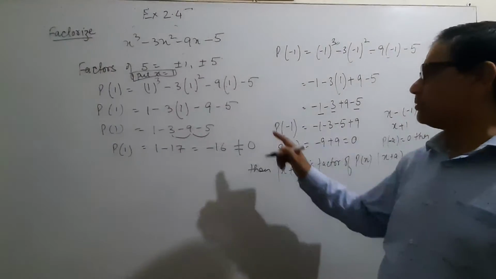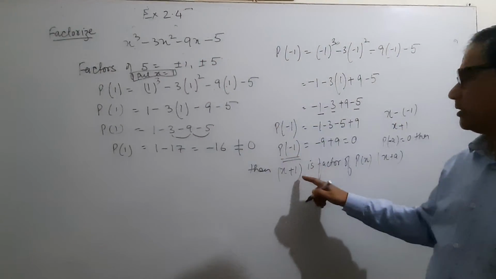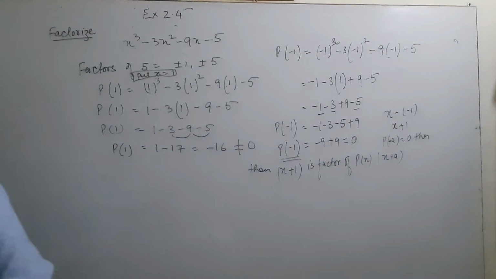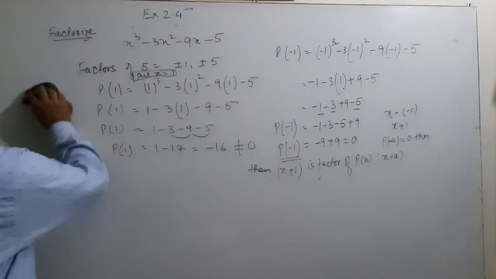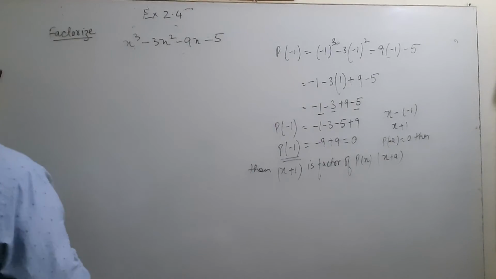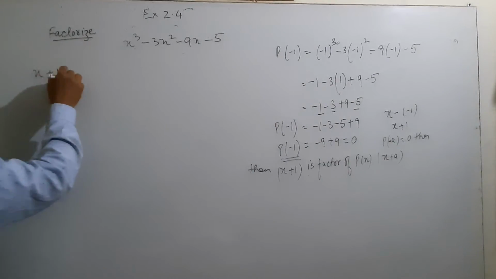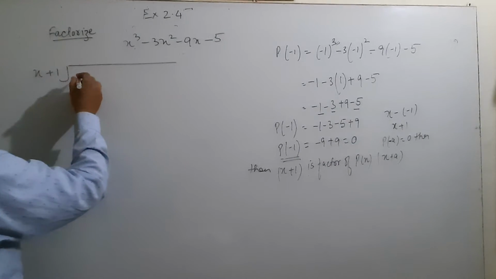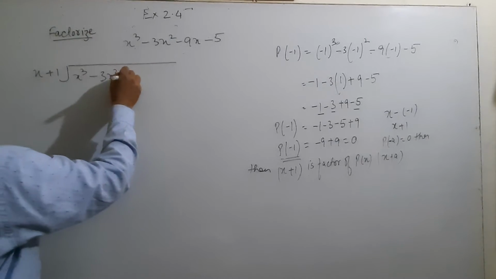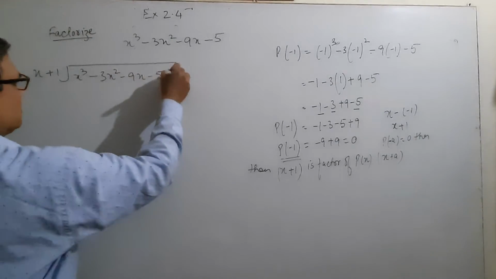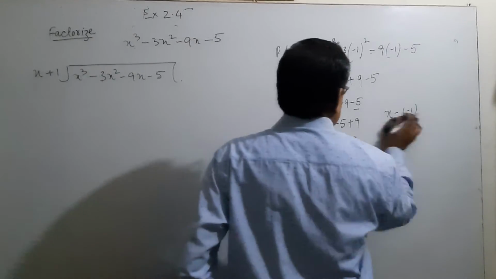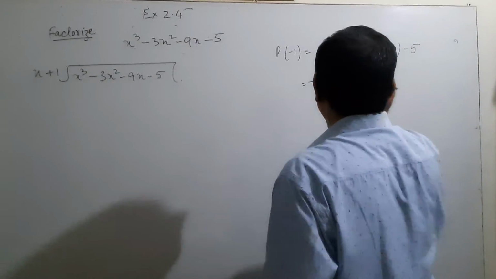And what do we do now? This dividend we have to divide by x plus 1. Now you have to divide it, and after that you have to check. Now divide it first.